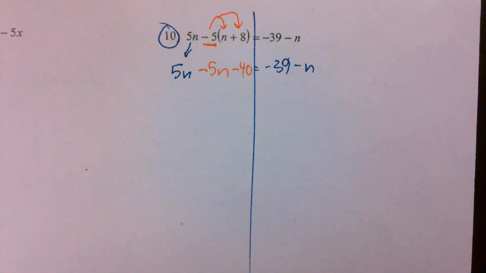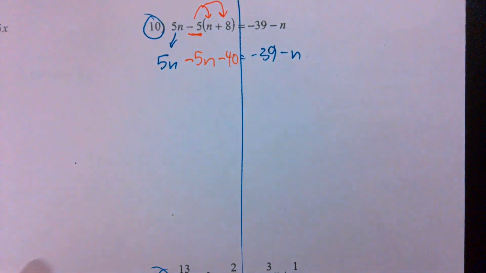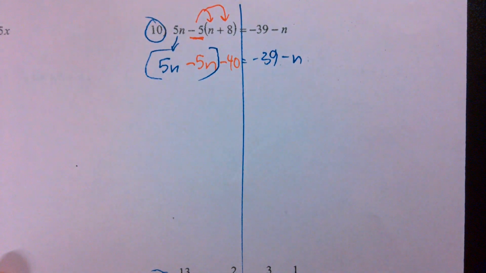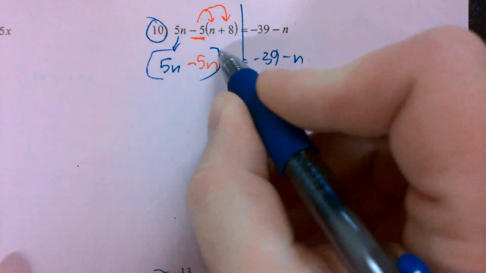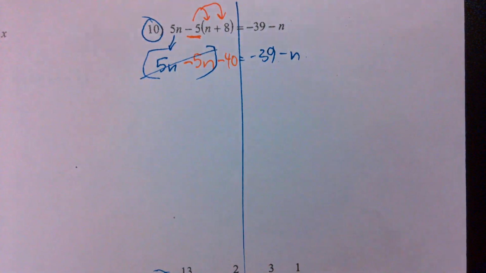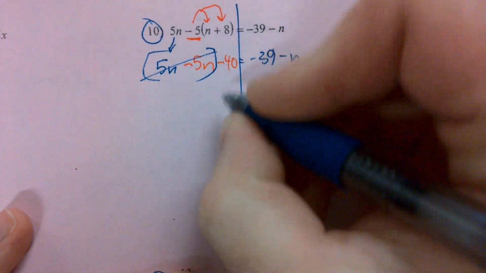Now what can we do? This is different than what we talked about on number 6. We didn't have to do this step on number 6. But what can we do now? Before we plus 40 on both sides, I see I've got two n terms on the left. Combine like terms. Beautiful. What is 5n minus 5n? 0. They cancel out. If you have 5 of something and then you take 5 of those somethings away, you have nothing, right?